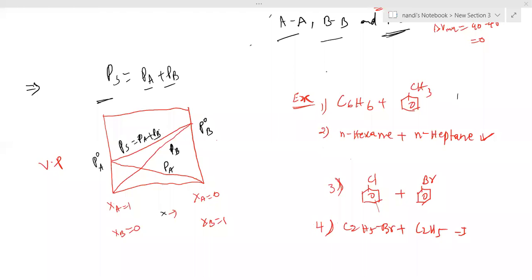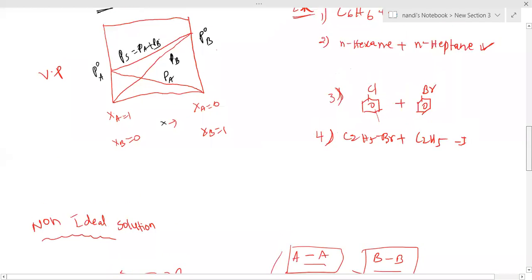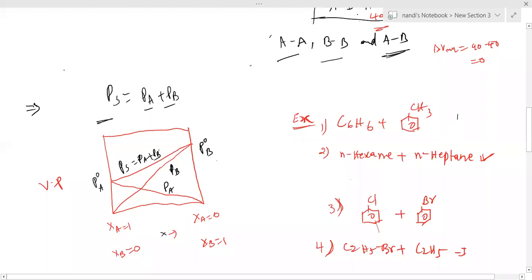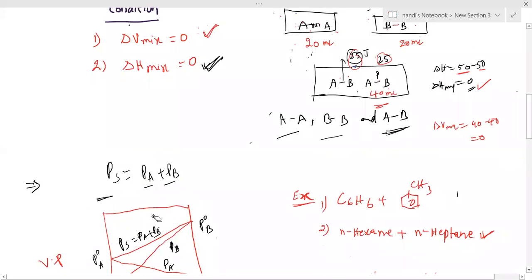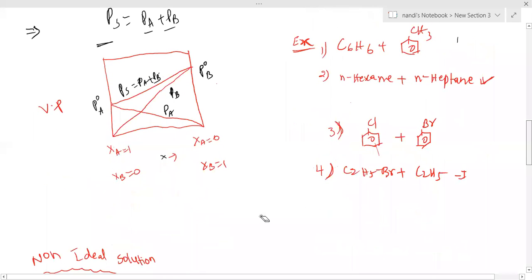Can you write? I think you noted down these examples. Any doubt here? You only have to concentrate on the attractions, whether identical attractions are there. In those cases, delta H mixture is 0 and delta V mixture is 0. Once you have noted that, let me know.